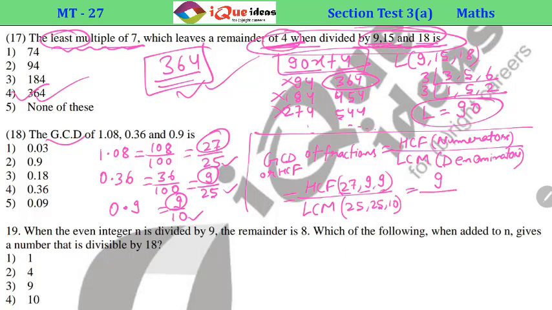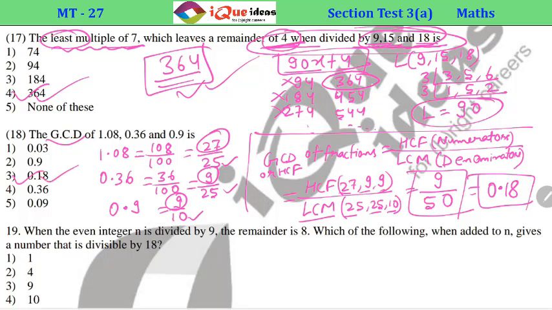So HCF of 27, 9, 9, if you can see, the common factor is straight away 9, divided by LCM of 25, 25 and 10, which is clearly 50. So the answer is 9 by 50, which is 18 by 100, that is 0.18. So this is the third option, that is the answer. Right, so this was a very easy direct question. Okay, now let's take up the next question.